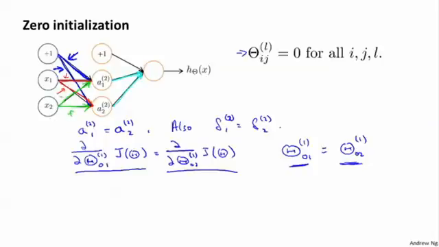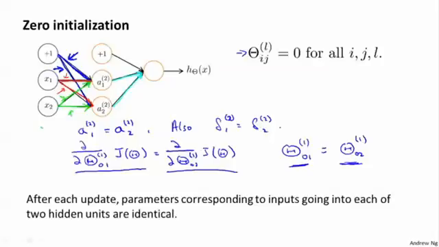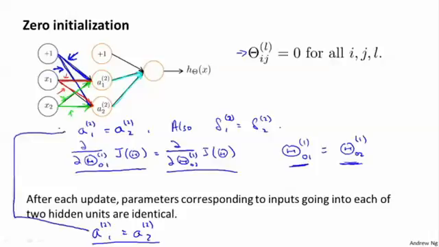And similarly, the two green weights will both change values, but they'll both end up the same value as each other. So after each update, the parameters corresponding to the inputs going to each of the two hidden units are identical. That's just saying that the two green weights are still the same, the two red weights are still the same, the two blue weights are still the same. And that means that even after one iteration of, say, gradient descent, your two hidden units are still computing exactly the same function of the input. So you still have this a^[2]_1 equals a^[2]_2. And so you're back to this case.